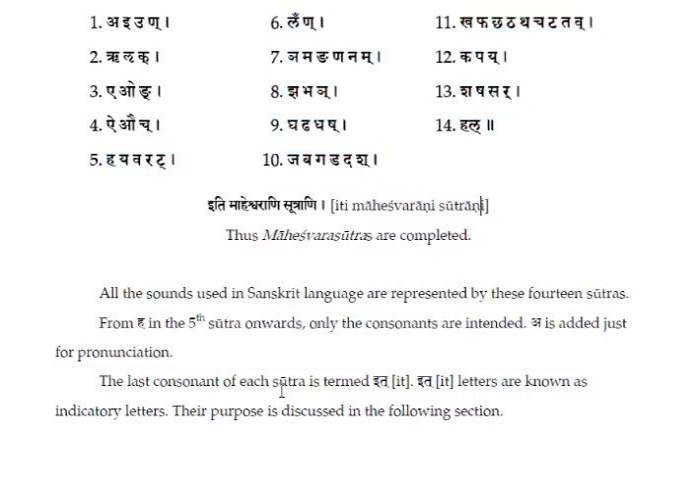The last consonant of each sutra, nakara, kakara, nyakara, ngakara, chakara, takara, etc., is termed it. It is just a name. These it letters, like na, ka, nga, cha, ta, na, etc., are known as indicatory letters. They are the letters used for indication for something. Their purpose is discussed in the following section.